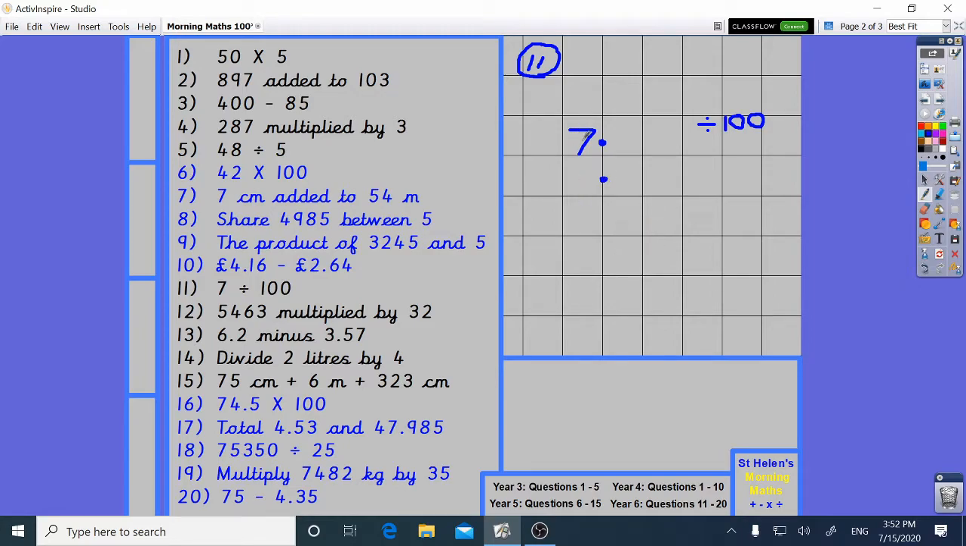Anyway, 7 divided by 100. 7 gets 2 places smaller. 1, 2. Ends up over there. Moving method, I call this. Fill in with zeros. 0.07. Like the decimal James Bond.